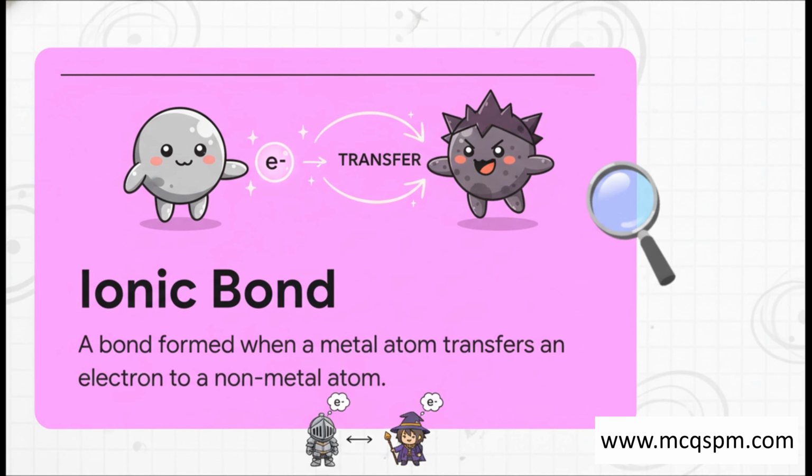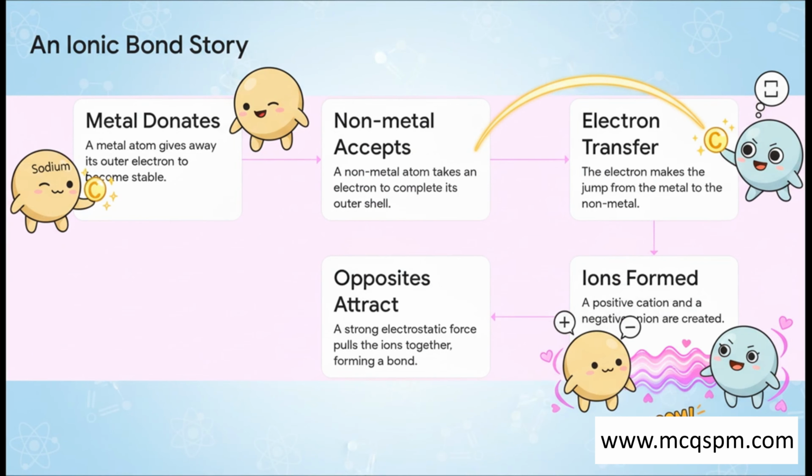So what's the most important thing to remember? Well, an ionic bond is all about one word: transfer. A metal atom gives away an electron, and a nonmetal atom accepts it. That's it. It's a simple, permanent give and take. You can think of it like a story in 5 acts.